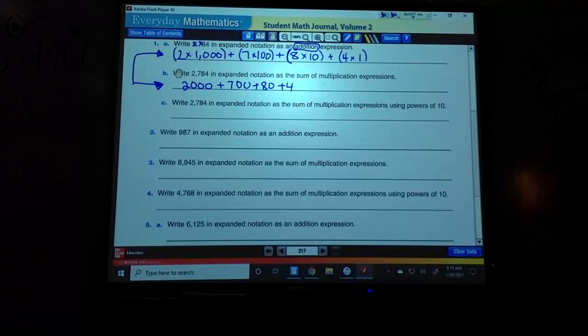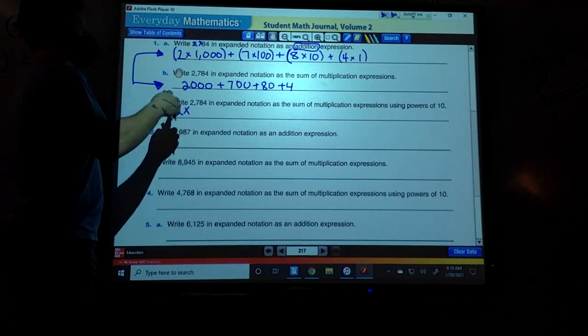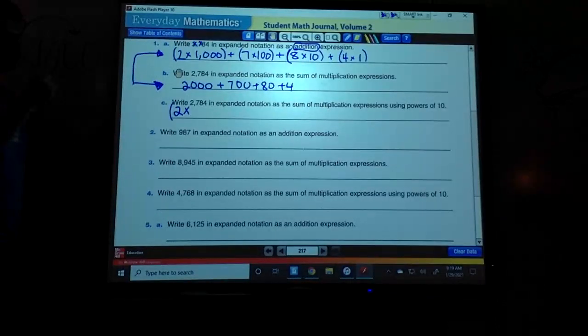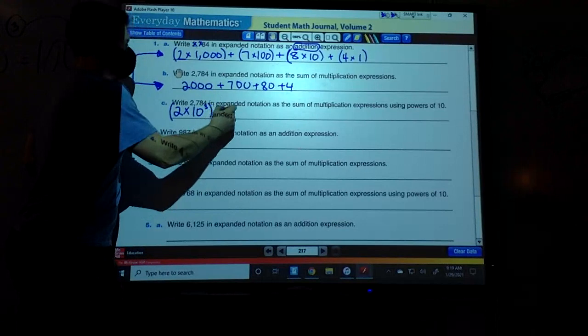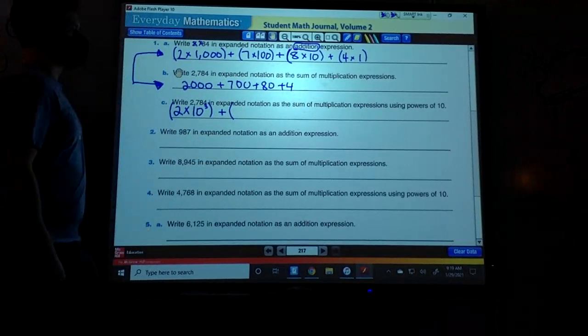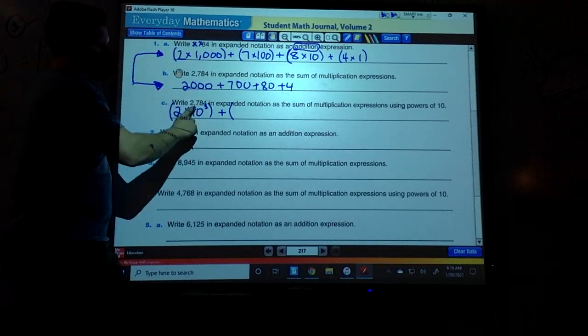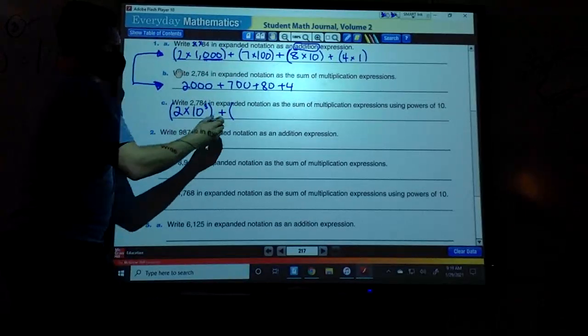Now we're going to write 2,784 in expanded notation as the sum of multiplication expressions using powers of 10. Well, we know it's 2 times something. How do we write that as a power of 10? 10 to the 3rd power. Marvelous. Plus. You see how Quinn did that? 2 times 1,000 is 10 to the 3rd because there's 3 zeros.